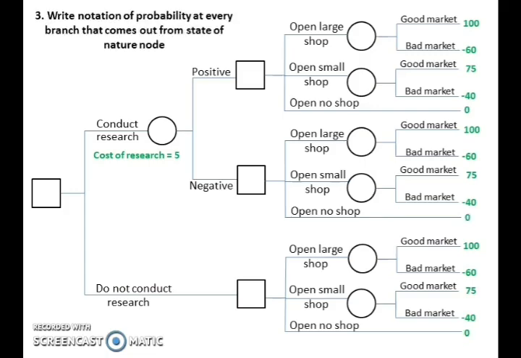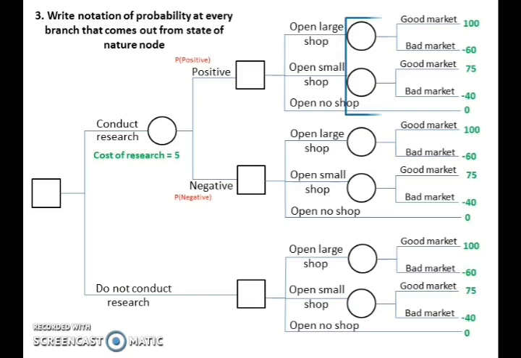Next, write the notation of probability at every branch that comes out from a state of nature node. The first branch that comes out from a state of nature node is the positive branch. The probability at this branch would be the probability of positive. The second branch is the negative branch, and the probability at this branch would be the probability of negative. The next branches that come out from state of nature nodes are the good market and bad market branches.